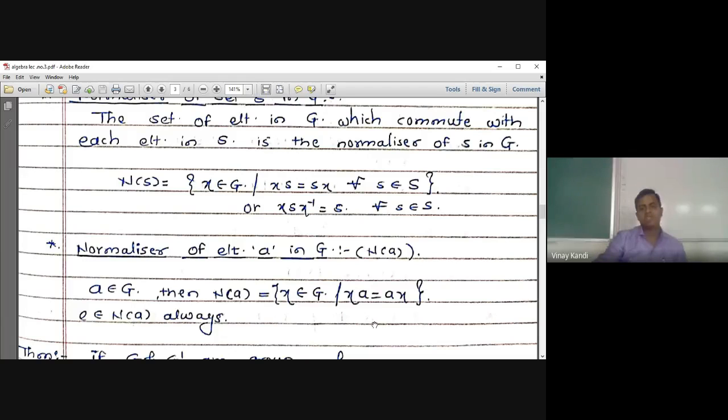N of A is bigger, na, because here only one element is there. फक्त एकाला कमिट होणारी मोठा असेल, इथे सगळ्यांना कमिट व्हायला पाहिजे. म्हणजे इथे रिस्ट्रिक्शन जास्त आहेत तुमच्याकडे. ओके, अंडरस्टूड?